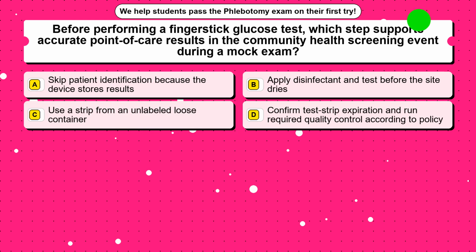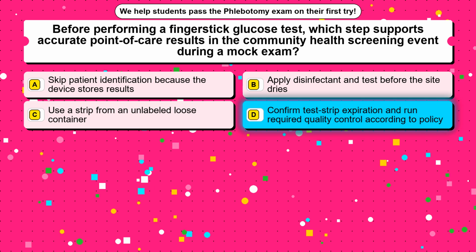Question 81. Before performing a fingerstick glucose test, which step supports accurate point-of-care results in the community health screening event during a mock exam? Option A. Skip patient identification because the device stores results. Option B. Apply disinfectant and test before the site dries. Option C. Use a strip from an unlabeled loose container. Option D. Confirm test strip expiration and run required quality control according to policy.